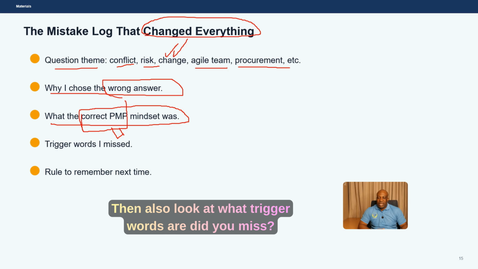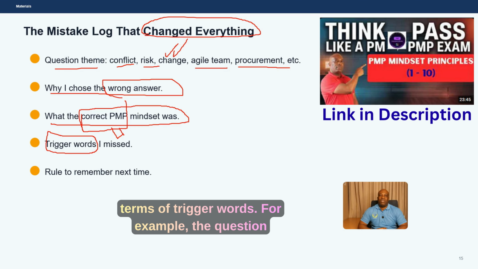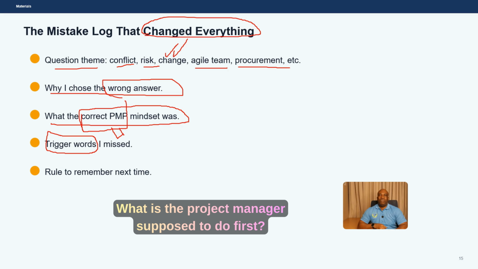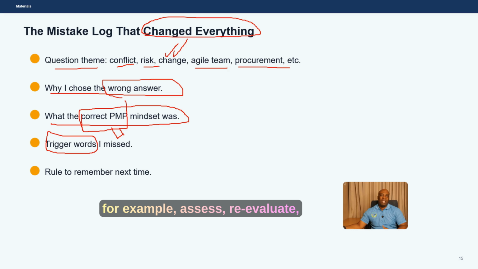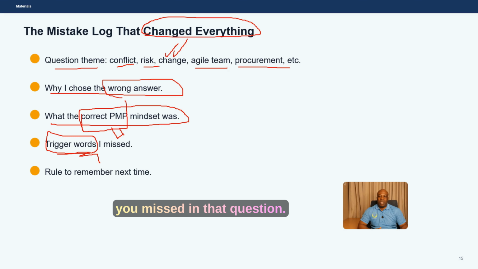Then also look at what trigger words you missed. You're going to see as we go through some practice questions in terms of trigger words. For example, the question might be, what is the project manager supposed to do next? What is the project manager supposed to do first? So the trigger words could be something to do with, say for example, assess, reevaluate, meet with the team, and so on and so forth. So you must make sure that you understand the trigger words that you missed in that question.